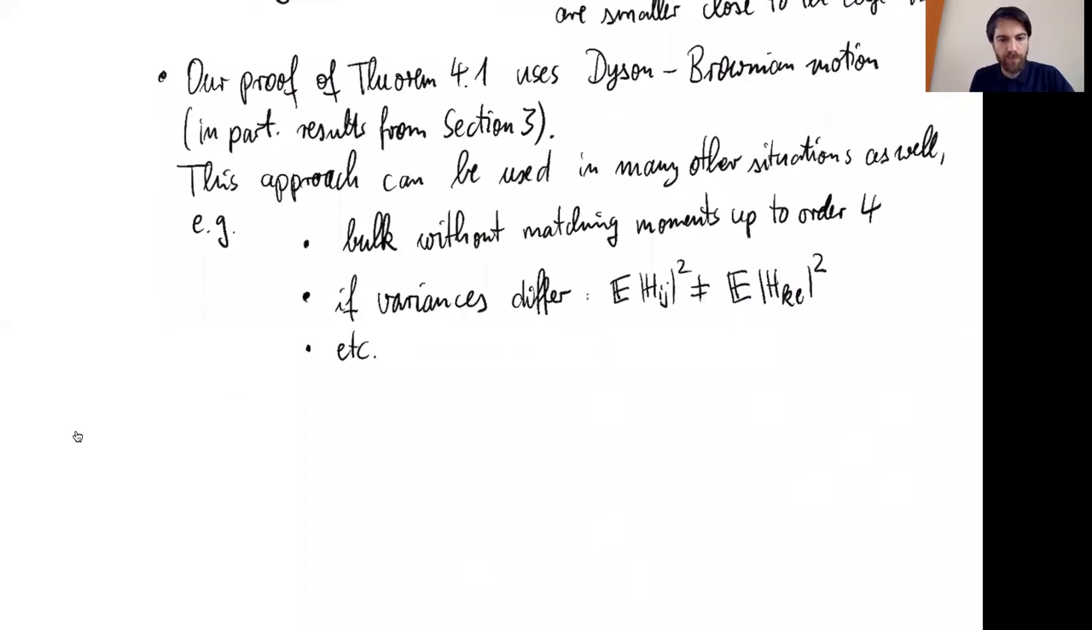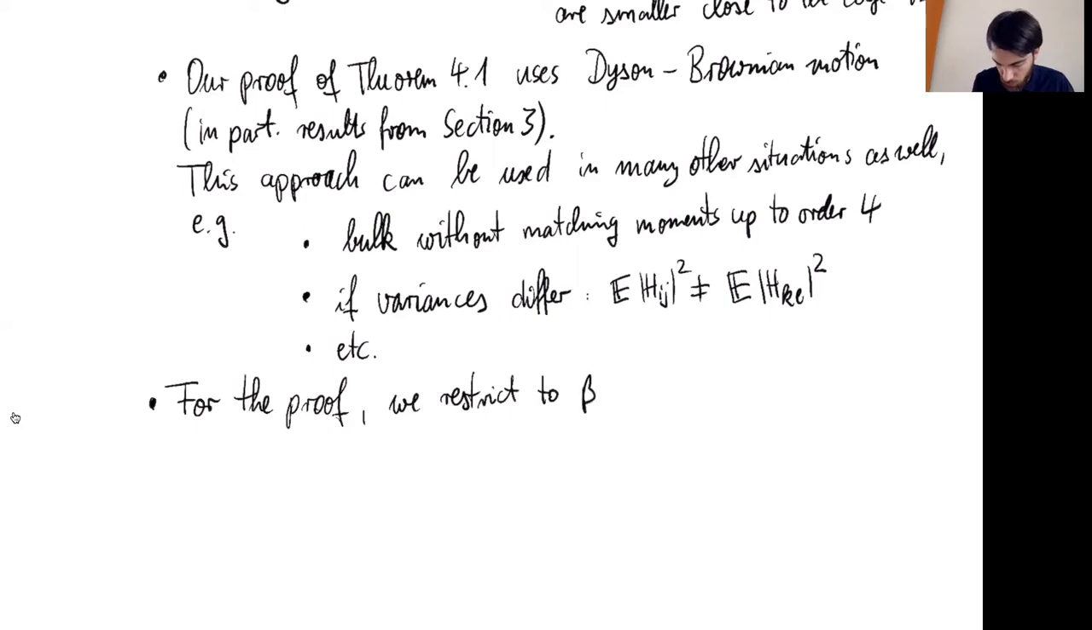And now for the rest of the lecture, for the rest of the course, I want to restrict to the case when beta is 1. For the proof, we restrict to beta equal to 1, so that corresponds to theorem 4.1, the first case. But it's actually not a severe restriction. It's mostly to make the notation easier.